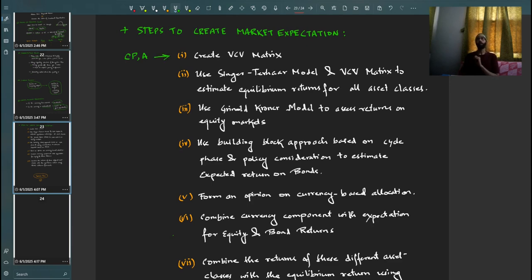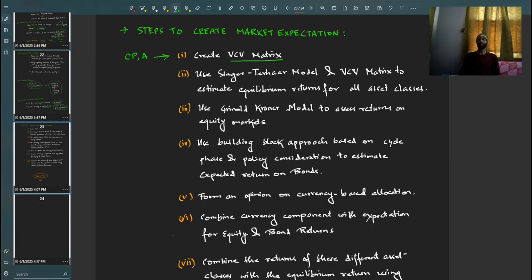So here our expectation setting starts. The first step is create a VCV matrix, including all the assets. Now this VCV matrix can be based on assets, can be based on factors, whatever is appropriate. But the first step is create the VCV matrix.